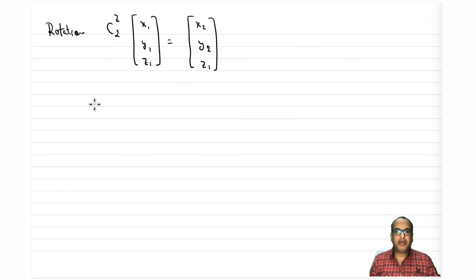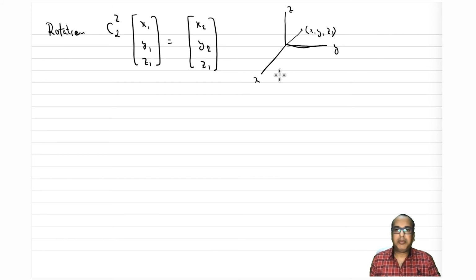So what do I mean? I mean, if this is x, y, z, and we have a point in plane which is x1, y1, z1, which can be represented like this, then I'm moving to a certain point in space, by application of C2z, which is now defined with the coordinate as x2, y2, z1. Okay, my height does not change.